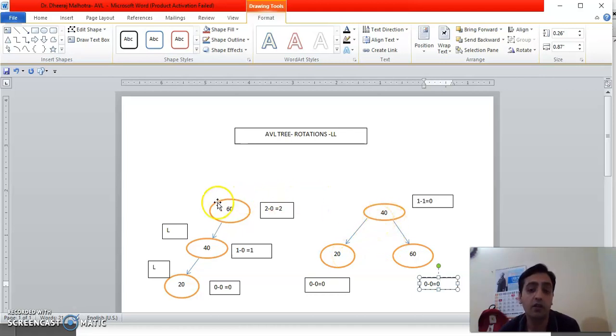I have taken a single rotation example. In my next video I will explain double rotation as well as the other single rotation, RR.